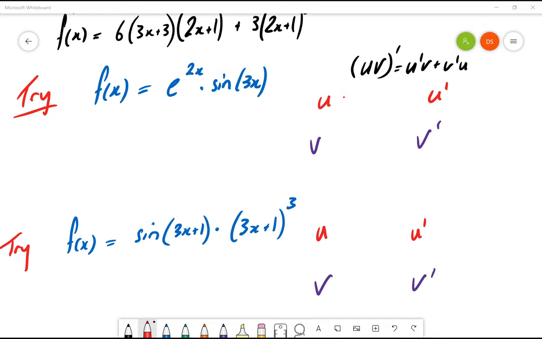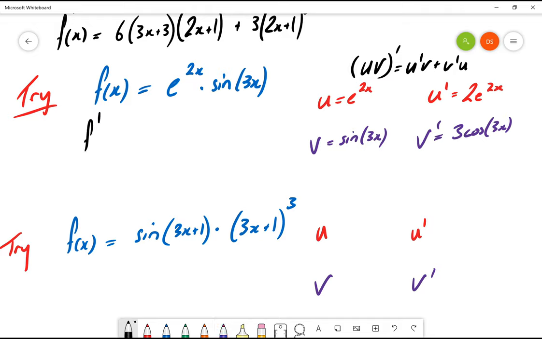So I'm going to just do u is e to the 2x. So u dash is 2 e to the 2x. And then once again, v is sine of 3x. I differentiate sine. The derivative of sine is cosine. And then I multiply by 3. So it's 3 cosine 3x. And I just need to plug this in.